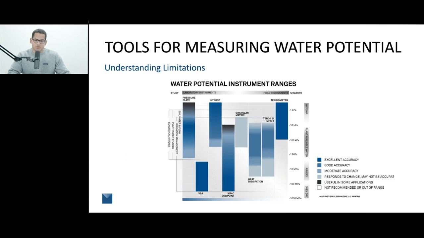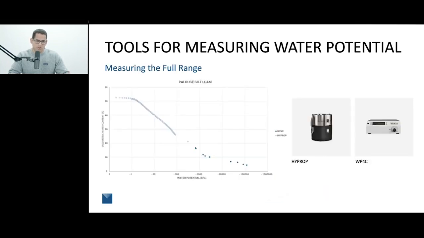One of the issues is there's not an instrument that covers the full range of water potentials. Now we're continuing to make strides and make improvements in these tools and the way they measure, but this is a limitation. And because of that, water potential has always been a lot harder to measure, especially whether we're measuring it in the lab or in the field. It's a harder measurement to make because of these limitations. But we've continued to make advancements in this, and we're getting closer.